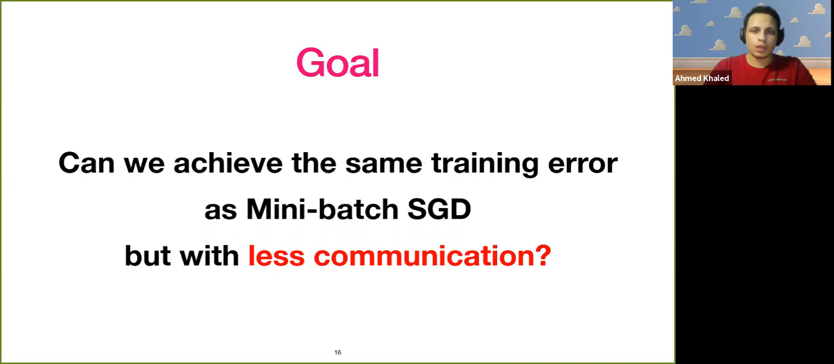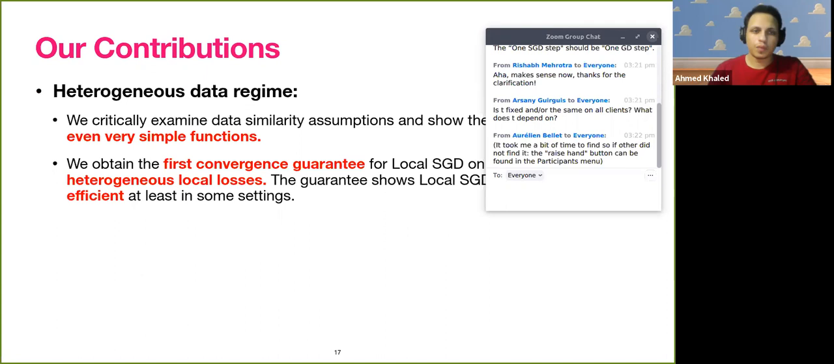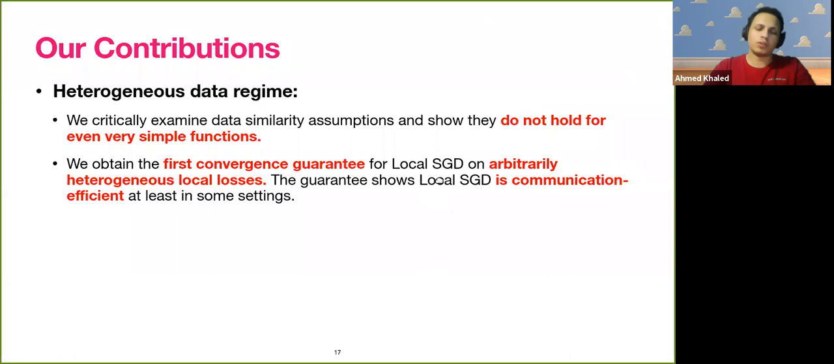All right, so our contributions are, in the heterogeneous data regime, we examine the data similarity assumptions that are common in the literature, and we show that even for very simple function classes, these do not hold. So in a way, these are not reasonable assumptions to capture the degree of unrelatedness that the functions can take in federated learning. And motivated by that, we obtain the first convergence guarantee for local SGD with arbitrarily heterogeneous local losses. This means that we can consider very different functions that are just convex and smooth. And we show that local SGD works and that it is also communication efficient, at least in some setting of the parameter space.